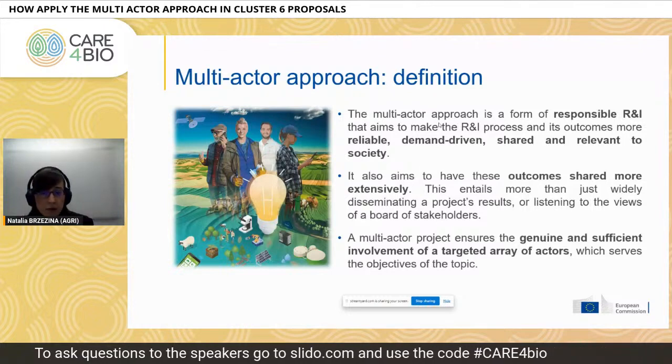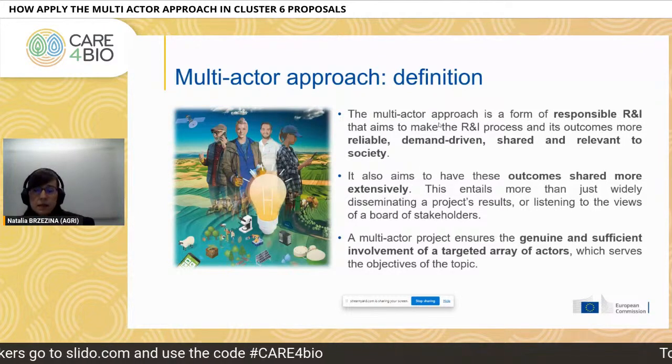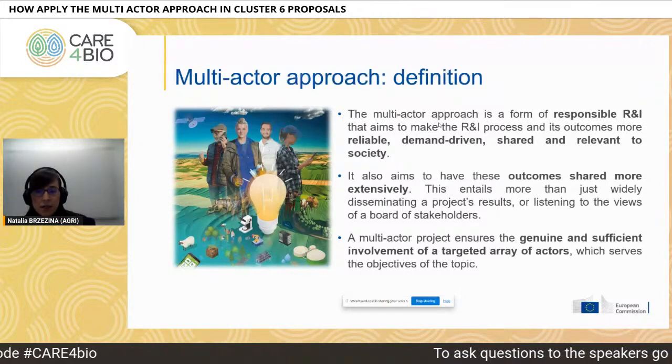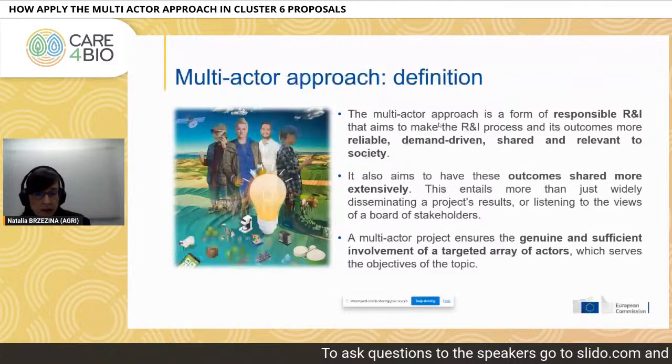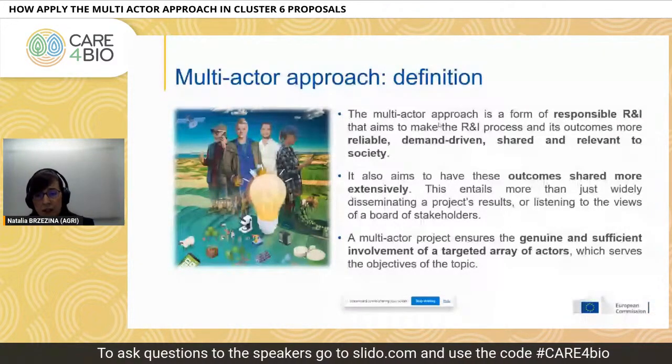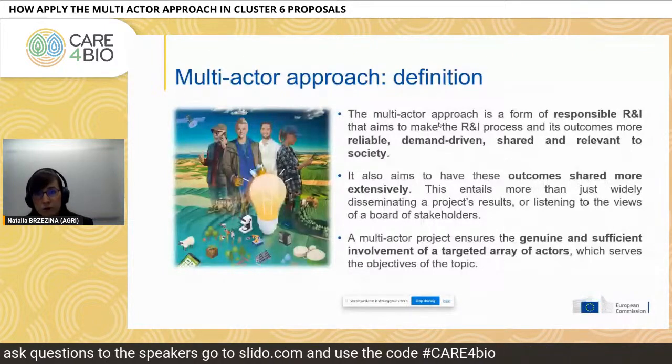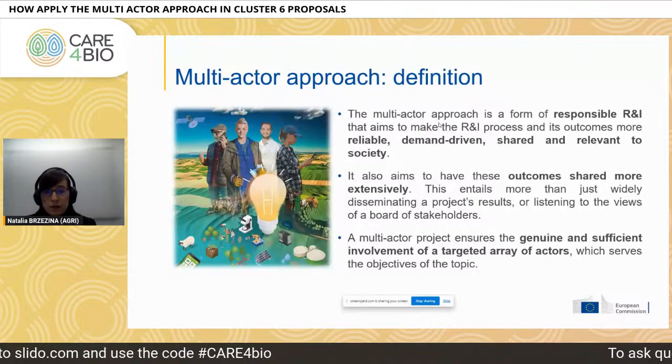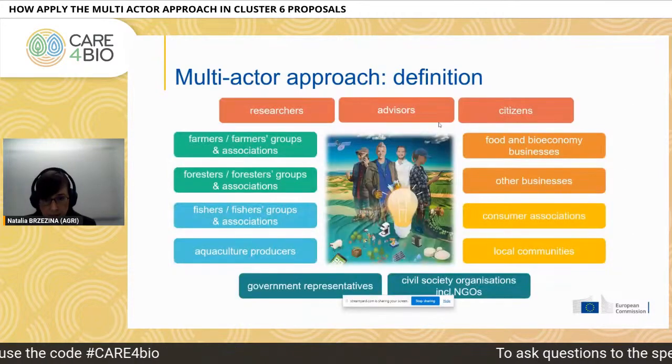It also aims to have these outcomes shared more extensively. This entails more than just widely disseminating the project's results or listening to the views of a board of stakeholders. A multi-actor approach ensures that there is a genuine and sufficient involvement of a targeted array of actors which serve the objective of the topic.